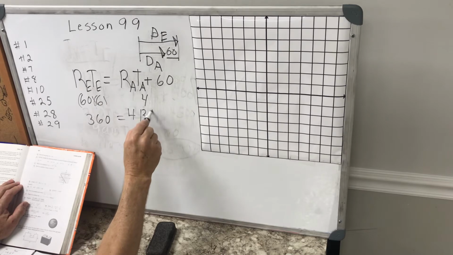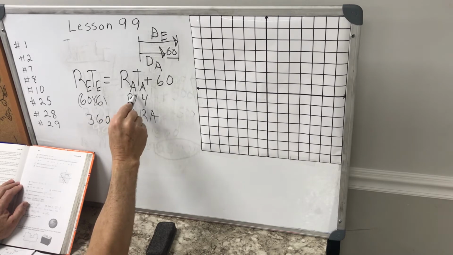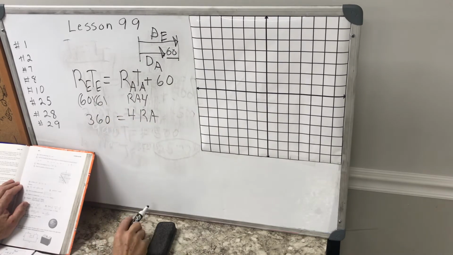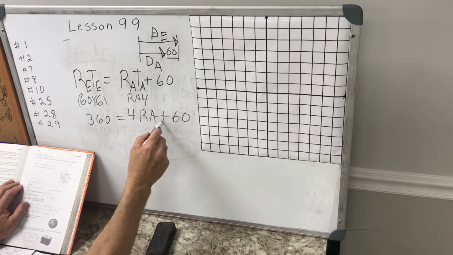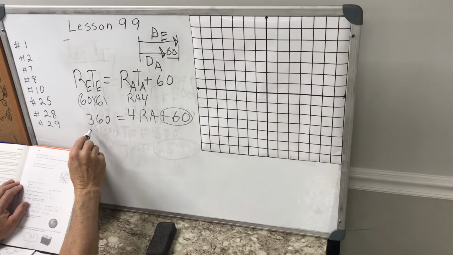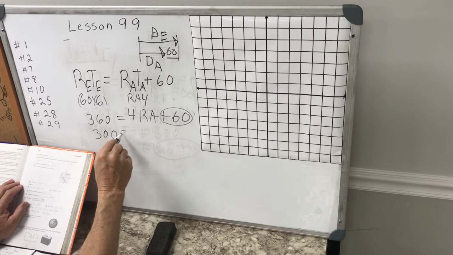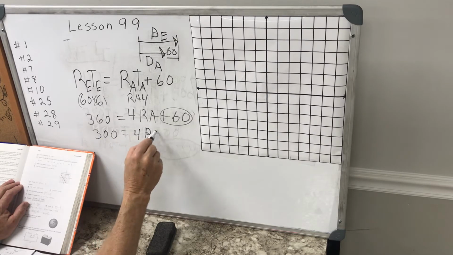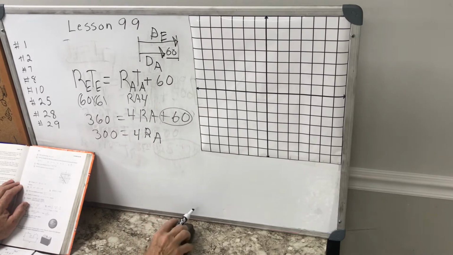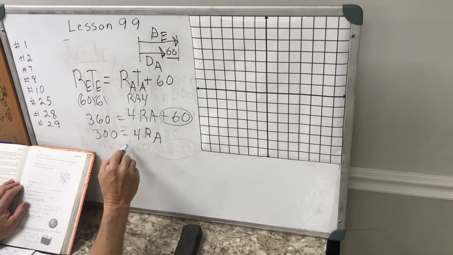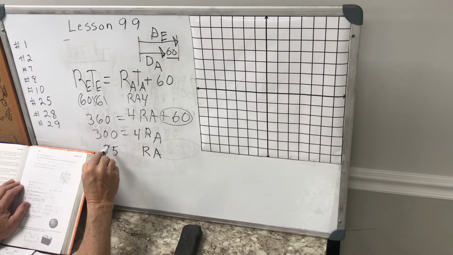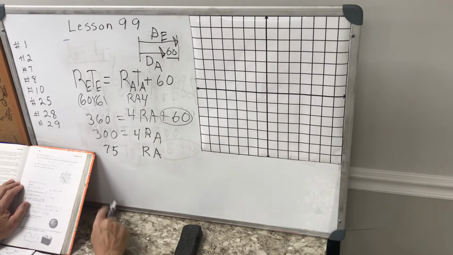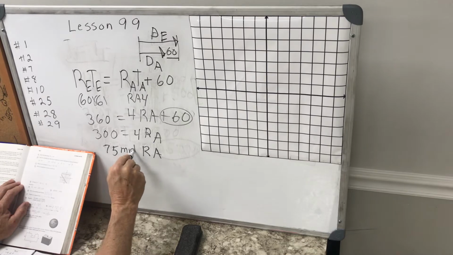I should have brought this down so you understand what I just turned around. Equals 5RA plus 60. Don't forget our 60. All right, so we subtract this 60 off of 360, and it becomes 300 equals 4RA. 300 divided by 4, RA is going to equal 75. Now, what kind of label is that? Is that miles per hour? It is 75 miles per hour.